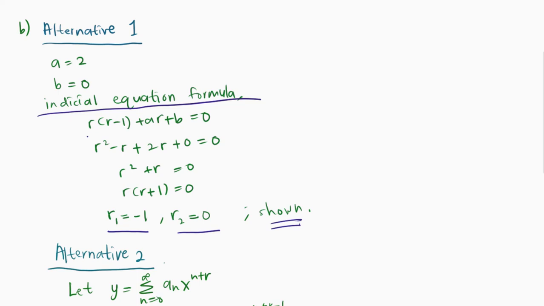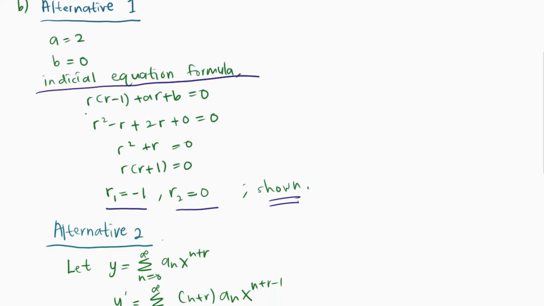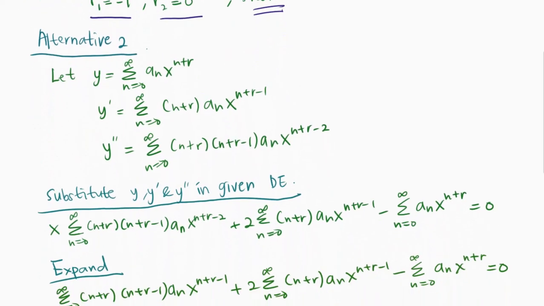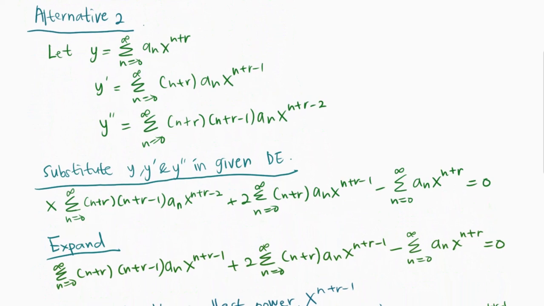Next, the second alternative would be, that means we start from scratch. So we let y equal to summation of n equal to 0 to infinity a n x power of n plus r. Y prime is differentiate y with respect to x. Y double prime is differentiate y prime with respect to x. We have this y prime and y double prime. Substitute those three in the given DE, such as this.